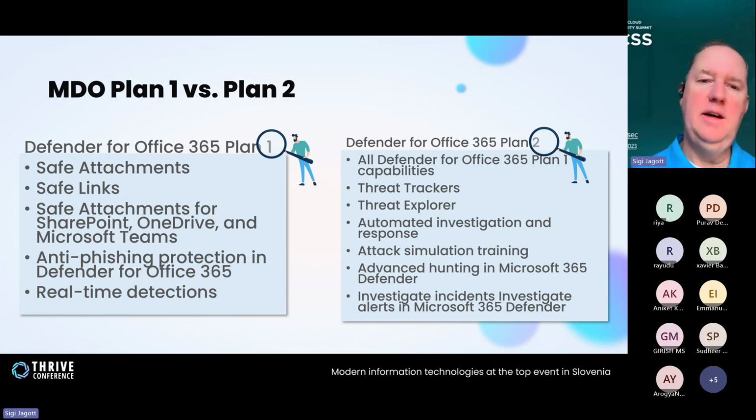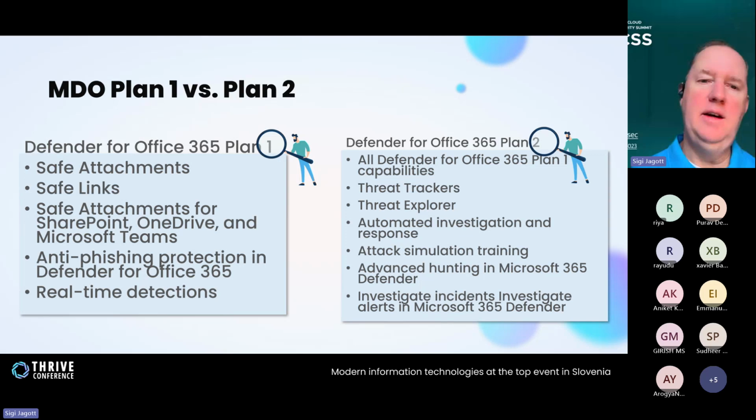So Safe Attachments is not only based on Exchange Online or mailboxes, even though it was implemented in this product first. However, now it's spanning the whole M365 suite, which is awesome, of course. So Safe Attachments is also done in SharePoint, OneDrive, and Teams, and we have real-time detections in P1. P2 gives you a little bit more investigation capabilities, for example threat trackers or Threat Explorer.